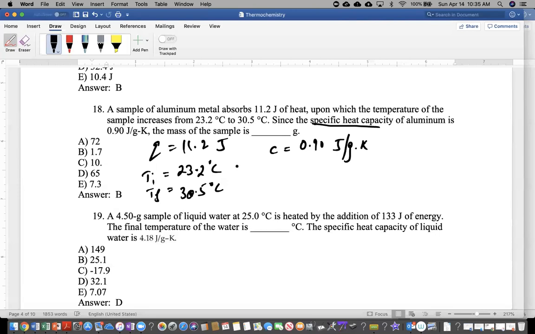The way I did it is I put M equals Q over C delta T. So Q equals MC delta T, and the question is looking for M, so you did Q over C delta T. That's right. But you see that our units don't match? That's the important thing to notice here. These are both Celsius, but my C is 0.90 joules per gram Kelvin. So that means I have to change my temperature to Kelvin. So how do I do that?